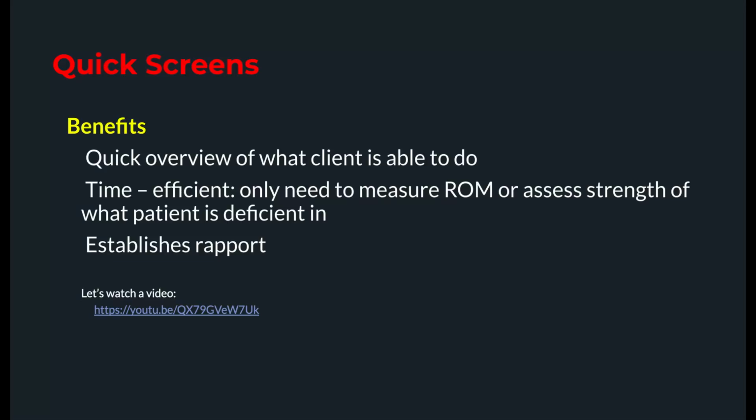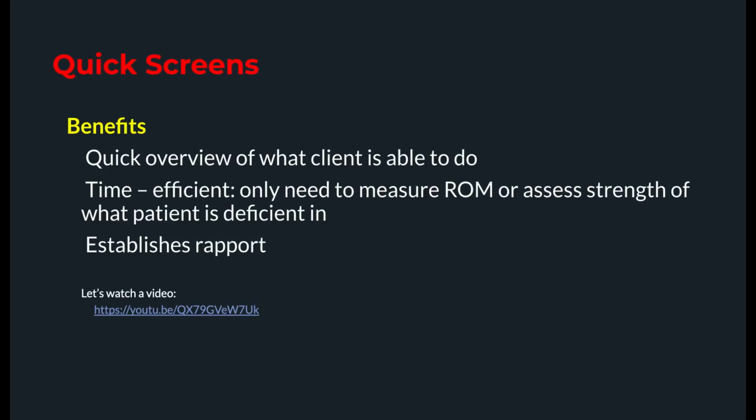So when we do a quick screen, this is really identifying what the client is able to do. It's a quick overview. When you've done range of motion and manual muscle testing previously, and probably for your competency, you may have had 10 or 15 minutes to measure a joint or 2 joints. But in the real world, that doesn't really happen. Maybe you're only going to see a patient or client to do an evaluation for 15 minutes or a half hour. So you have to use your best skill level and be as efficient as possible with your time.